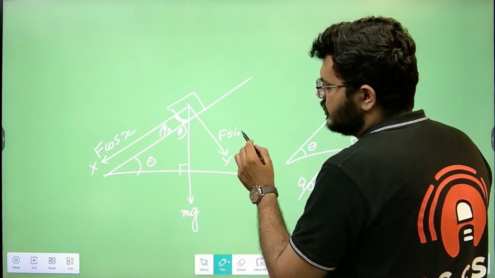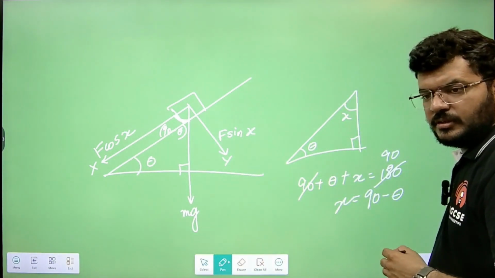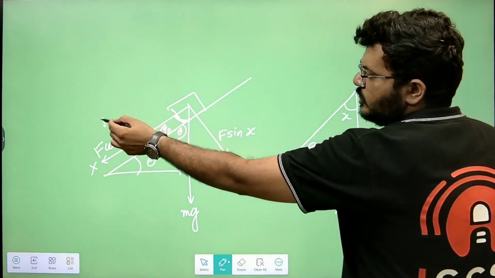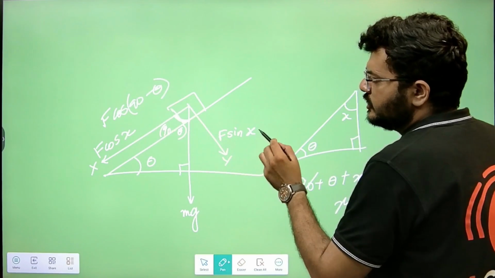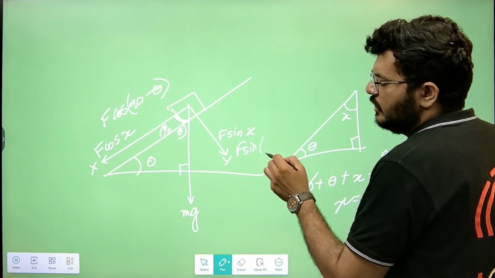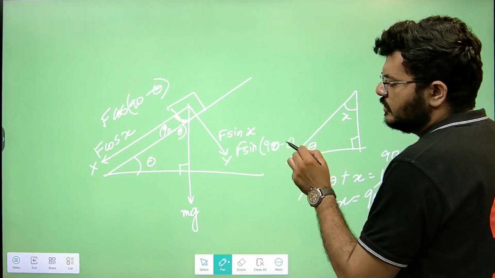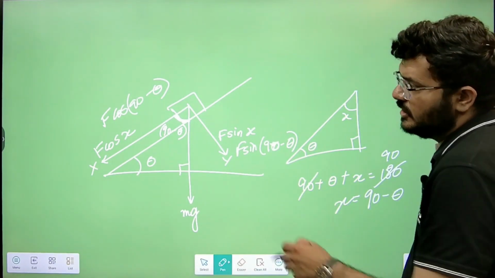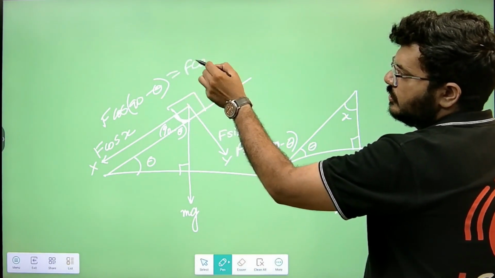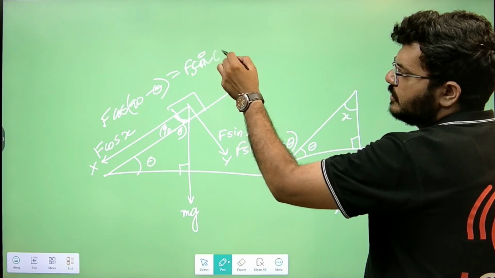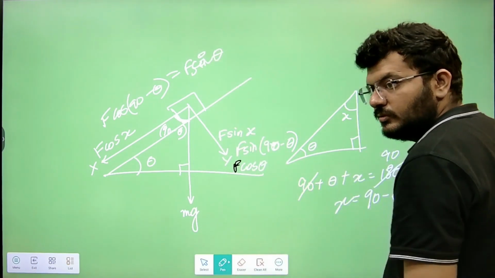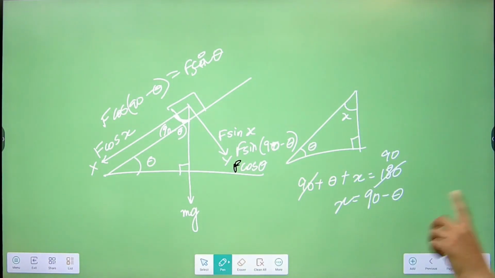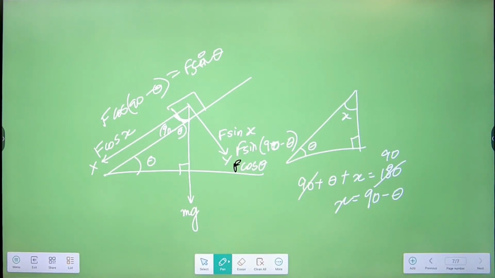Shall I write x? Is this understandable? What is the value of x? So this is F cos(90 minus theta), and this is F sin(90 minus theta). What is sin(90 minus theta)? Cos. So this will be sin theta, and this will be F cos theta. So whenever there's a slope, the horizontal is cos and the vertical is sin.